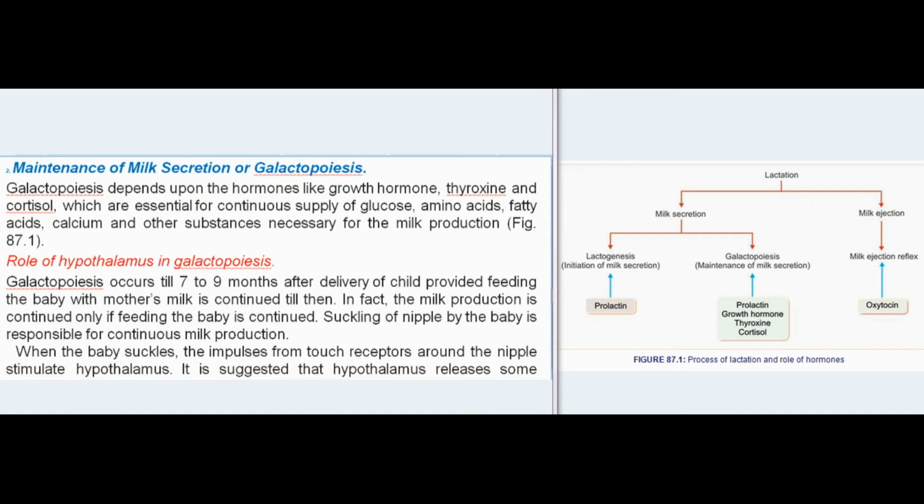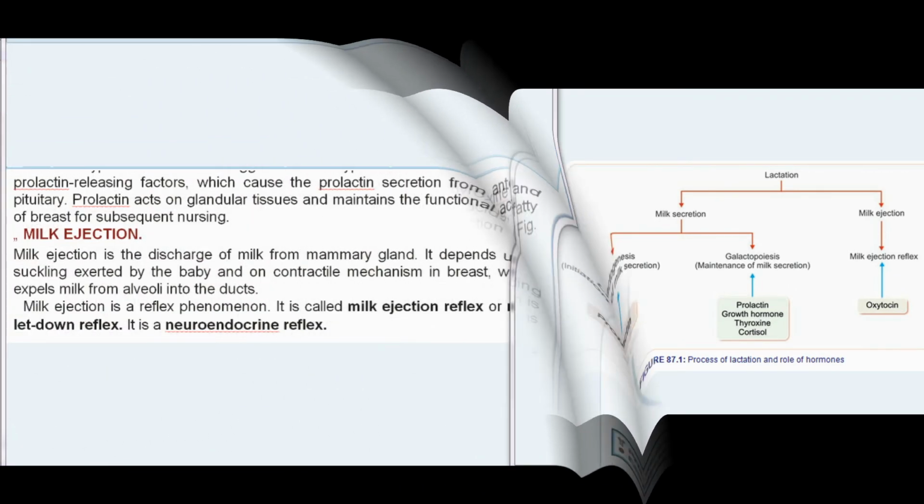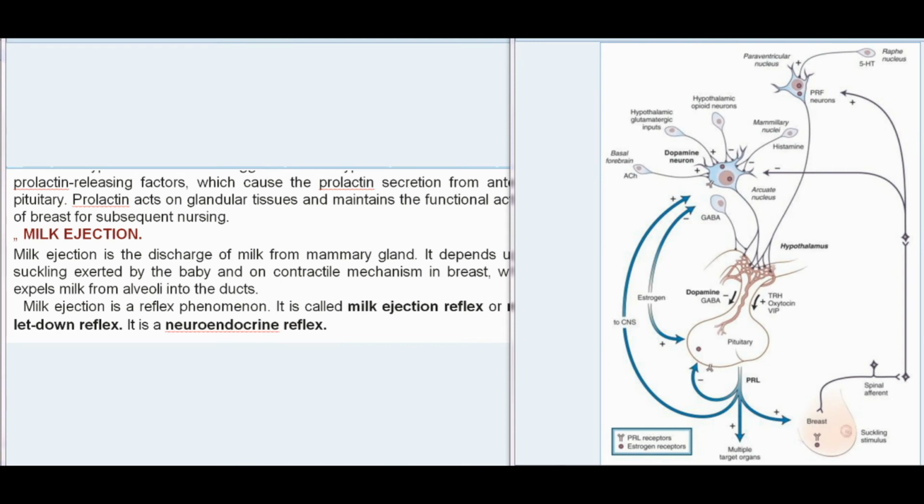Suckling of the nipple by the baby is responsible for continuous milk production. When the baby suckles, the impulses from touch receptors around the nipple stimulate the hypothalamus. It is suggested that the hypothalamus releases some prolactin-releasing factors, which cause prolactin secretion from the anterior pituitary. Prolactin acts on glandular tissues and maintains the functional activity of the breast for subsequent nursing.